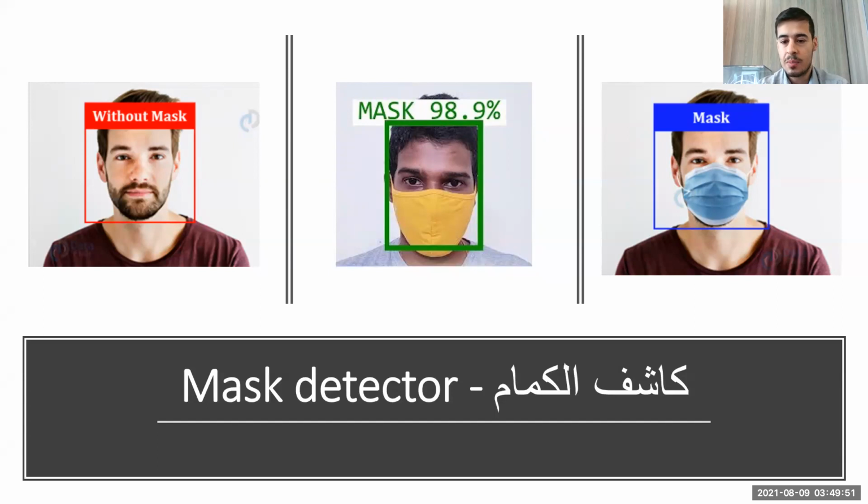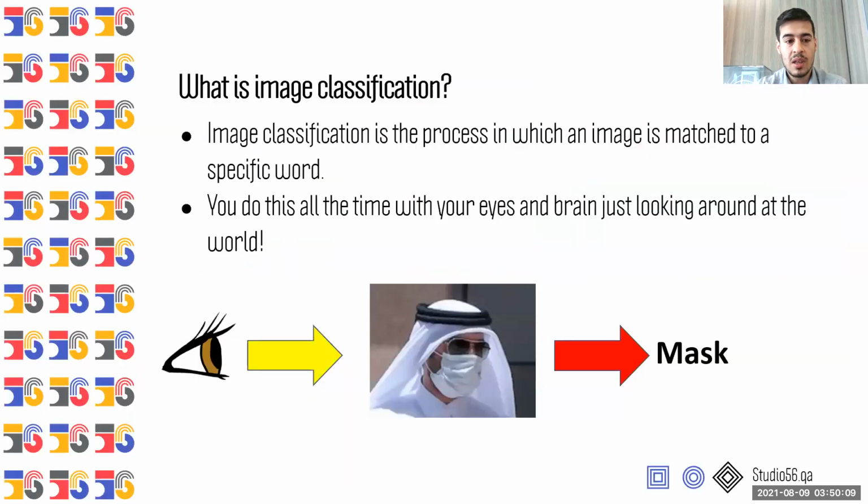Then I'll ask participants: if I ask you to describe each picture in one word, what would you say about the first picture and the second picture? Maybe they will say the people in the first picture are without a mask, and the people in the second picture are with a mask. Then we will start talking about image classification. What is image classification? It's describing the picture in one word.